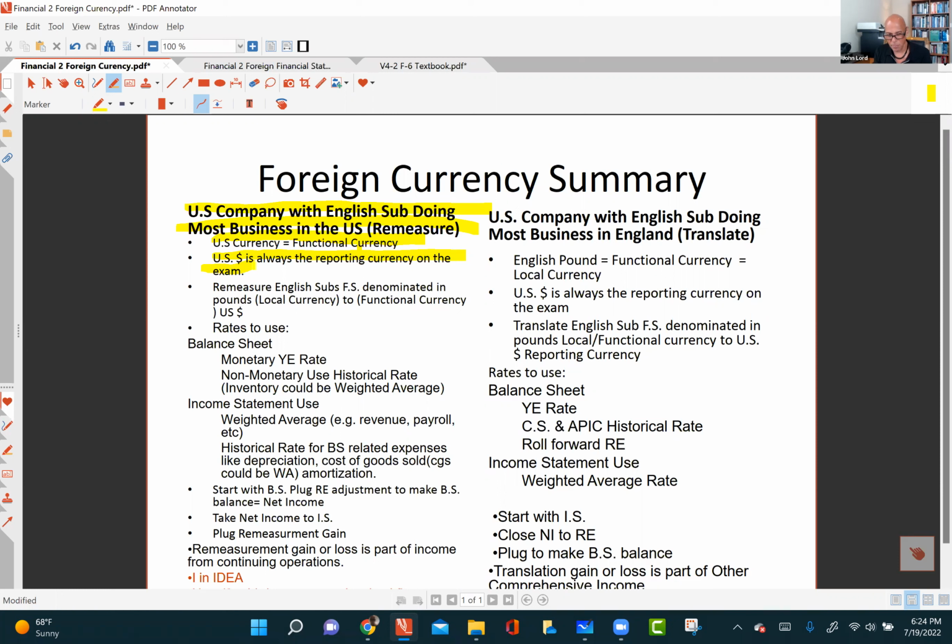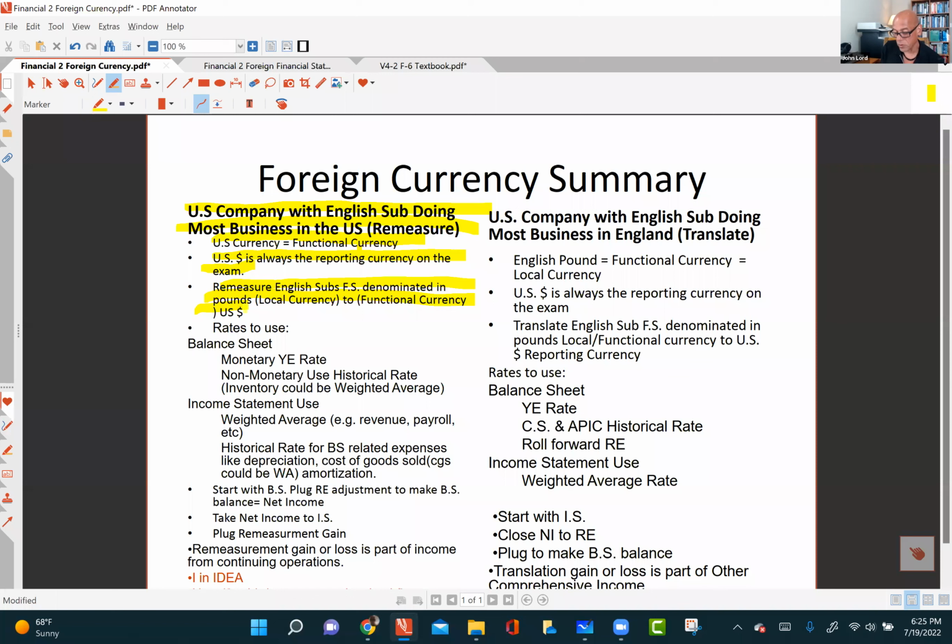Now let's think about what's happened. A US company has bought an English subsidiary, but most of the business is being done in the US. So they probably have bought a supplier or something, and they're deciding that it is worth it to purchase the supplier because they're going to be importing some goods that they're probably selling in the US, right? Okay, so in that situation, they have considered the remeasurement method. So remeasure the English sub's financials denominated in pounds. In this case, we're going from the local currency, the pounds, to the functional currency, the US dollar, which is also the reporting currency. So it could also be articulated to you that way.